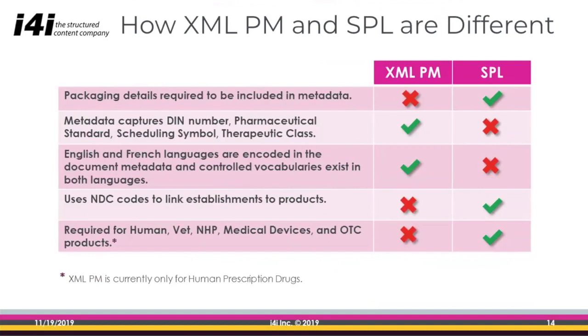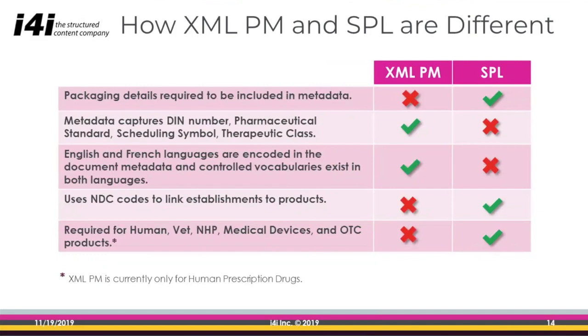And now, let's take a look at how XML PM and SPL are different. In an SPL, you are required to add packaging details of the product in the metadata, but it's currently optional in an XML PM. However, XML PM will incorporate some items that are not currently a part of the FDA SPL. The XML PM's metadata captures the drug identification number, or the DIN, which is similar to the NDC number in the FDA SPL. Also captured are the pharmaceutical standard, scheduling symbol, and the therapeutic class.